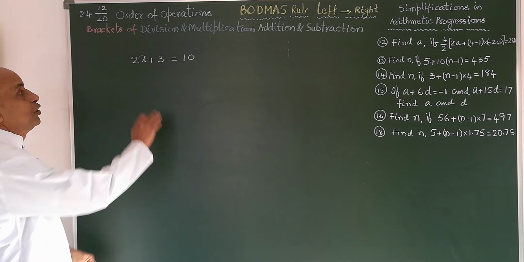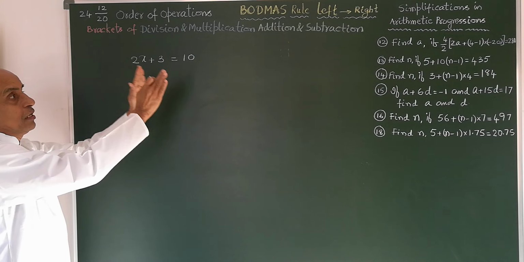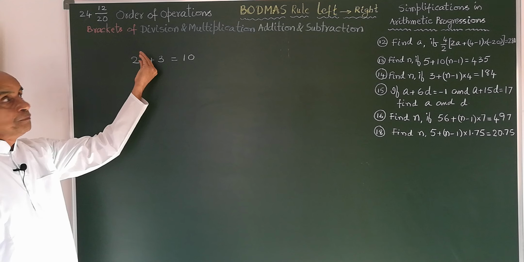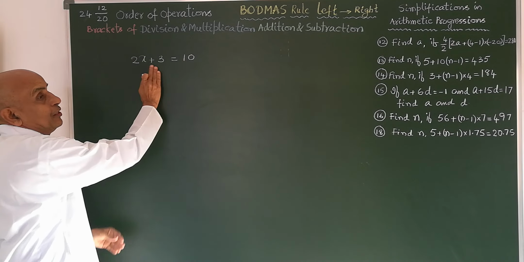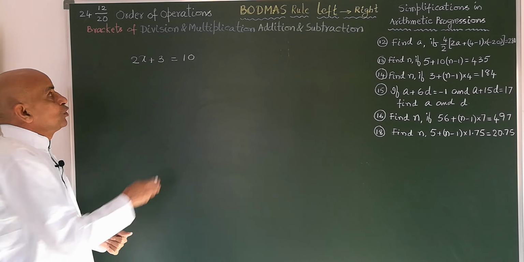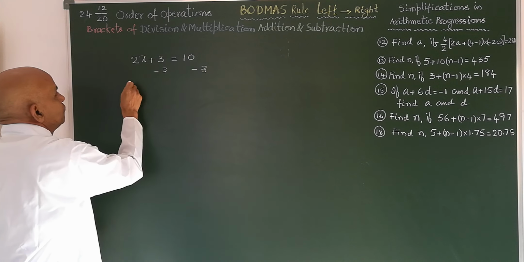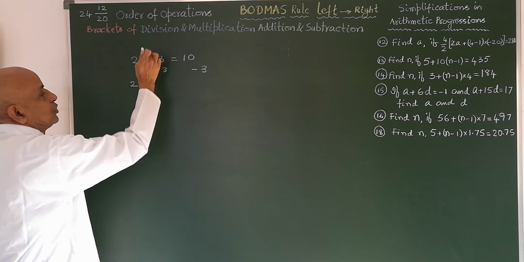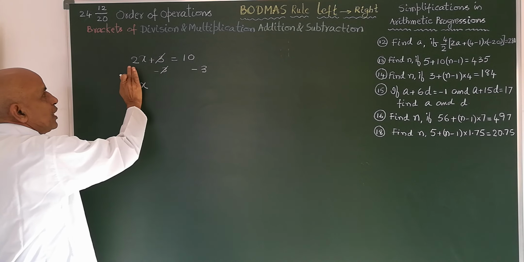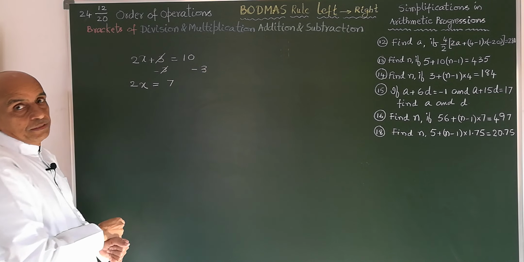Our aim is to make this x unknown alone from one side, all the other terms transfer to other side, so that we know the value of this unknown. So, here 3 is added. So, what is the reverse operation for that? 3 should be subtracted. So, we subtract 3 on both sides. So, this becomes 2x. So, 3 is added and 3 is subtracted. So, this is nullified. So, 2x remains and 10 minus 3 is 7.